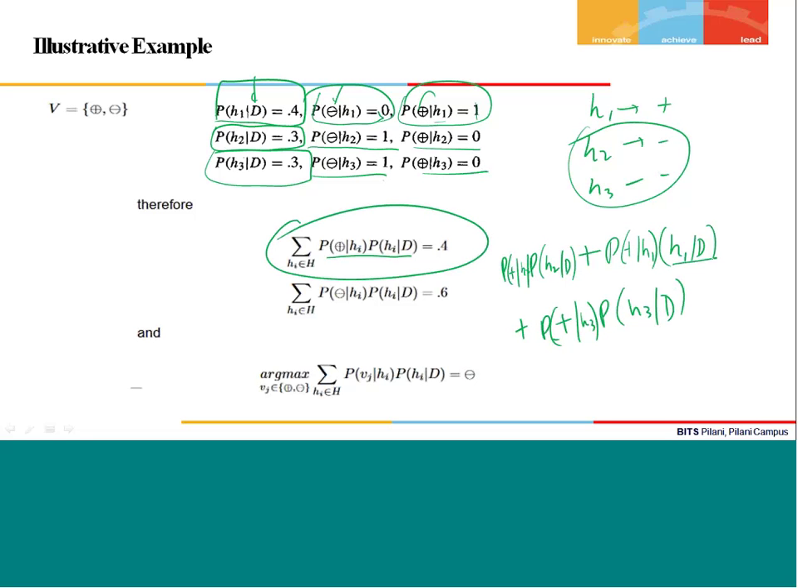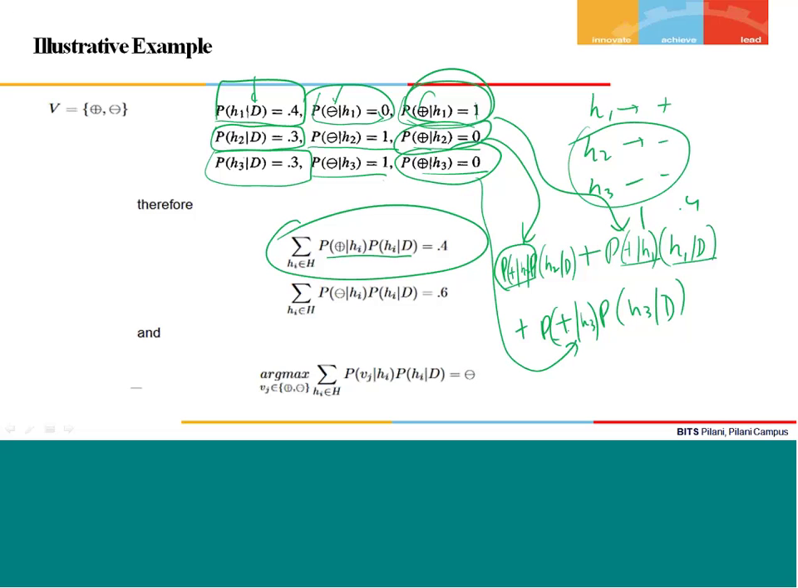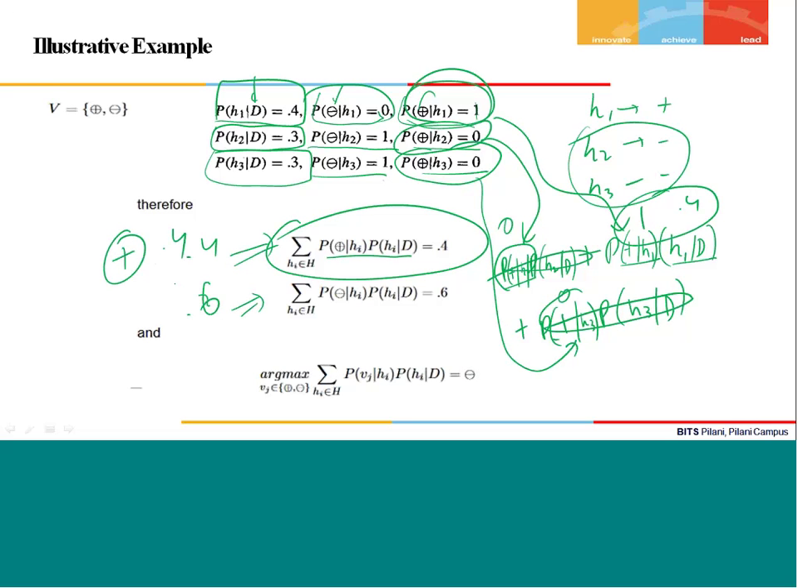I know the probability of H1 given data is 0.4, and the probability of positive given H1 is 1. The probability of plus given H2 is 0, and the probability of plus given H3 is 0. So those terms multiplied by 0 go away, and I am left with 0.4. This expression gives 0.4. Similarly, from the other expression, I get 0.6. So when I classify my sample as positive, I get 0.4 probability, and when I classify it as negative, I get 0.6 probability. So I will classify it as a negative sample. So that's what it is.